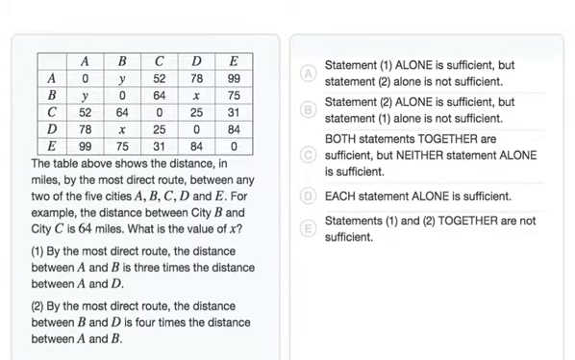To solve this data sufficiency question, we'll consider each statement separately first and then together if needed. Let's start with statement 1. So considering statement 1, we'll work out our information over here.